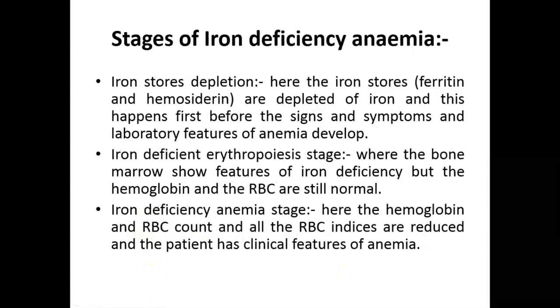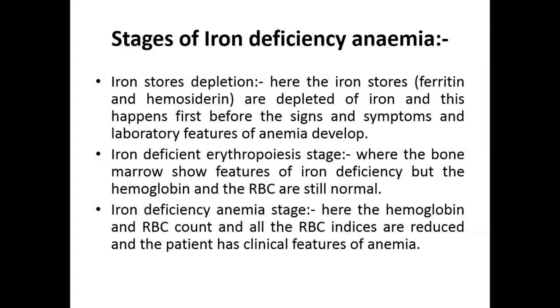When iron supply to the body is reduced, iron deficiency anemia will pass into stages. The first stage is that the stores of iron are going to be depleted. The iron stores inside the human body all become empty. The iron stores in the form of ferritin and hemosiderin are depleted, and this happens first, before the signs and symptoms and the laboratory features of anemia develop.